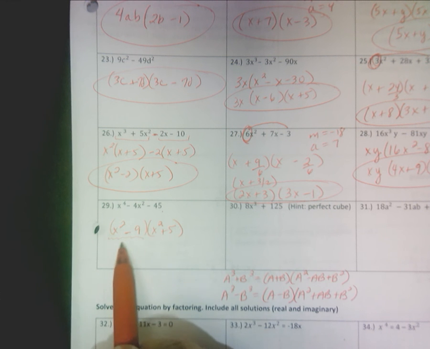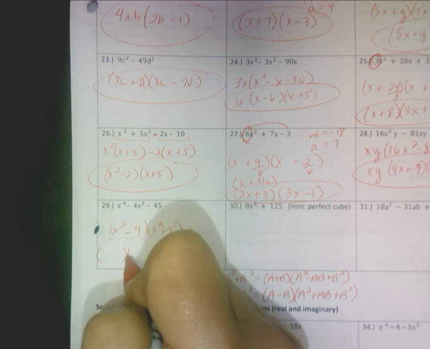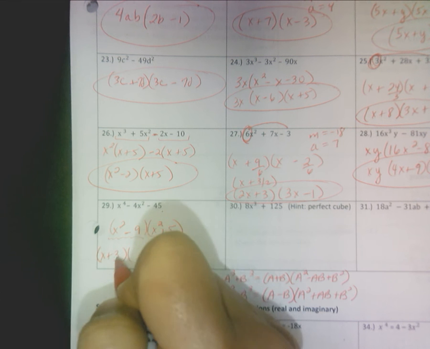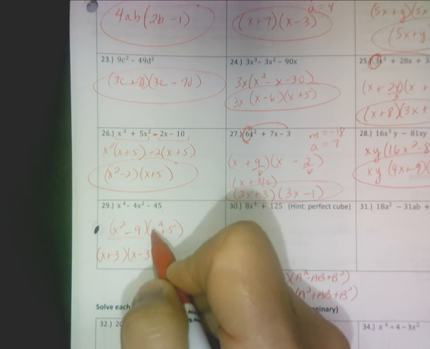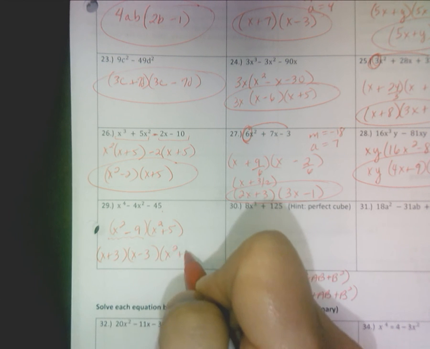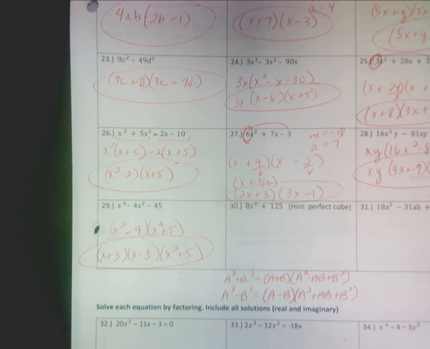This is a difference of two squares. This breaks down into x plus 3 and x minus 3. This can't break down, so you're going to just bring it down. And that is the factored form.